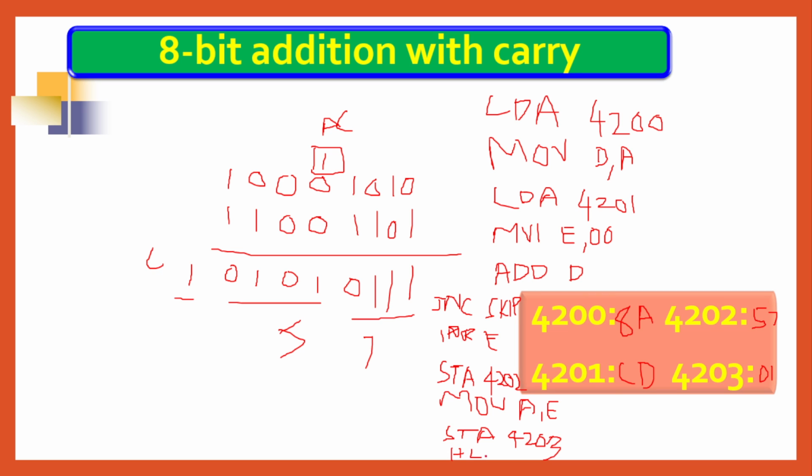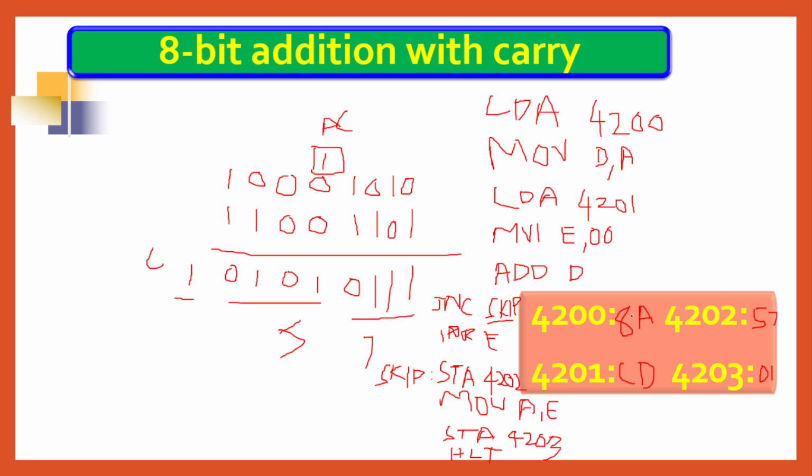Stop the program by writing HLT. Then one more thing, we have written a label here. That label, jump no carry, means we have to skip one step. That step is that we should not increment the E register, because no carry means 0 is the carry. So for that we write the skip label here. So this is the program for addition of two 8-bit numbers.